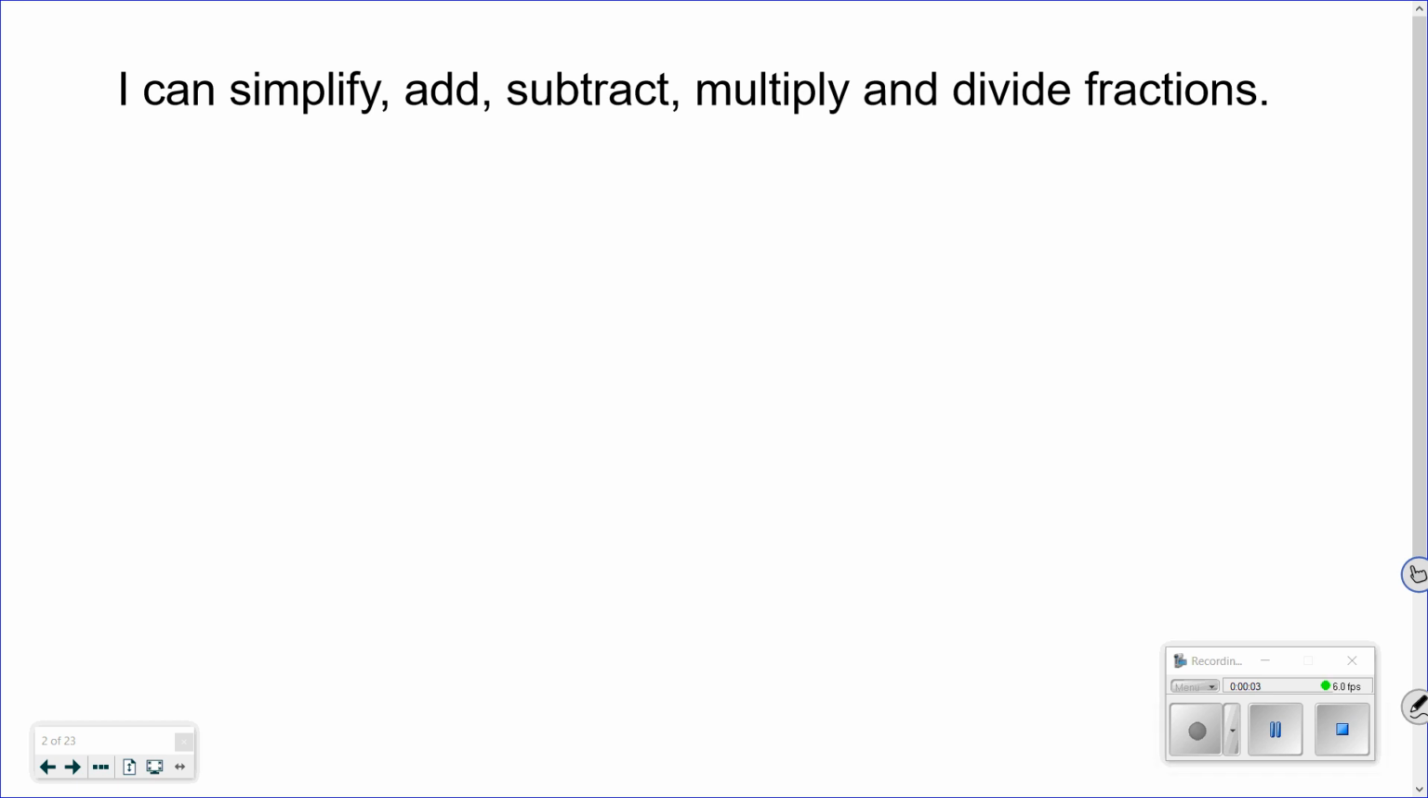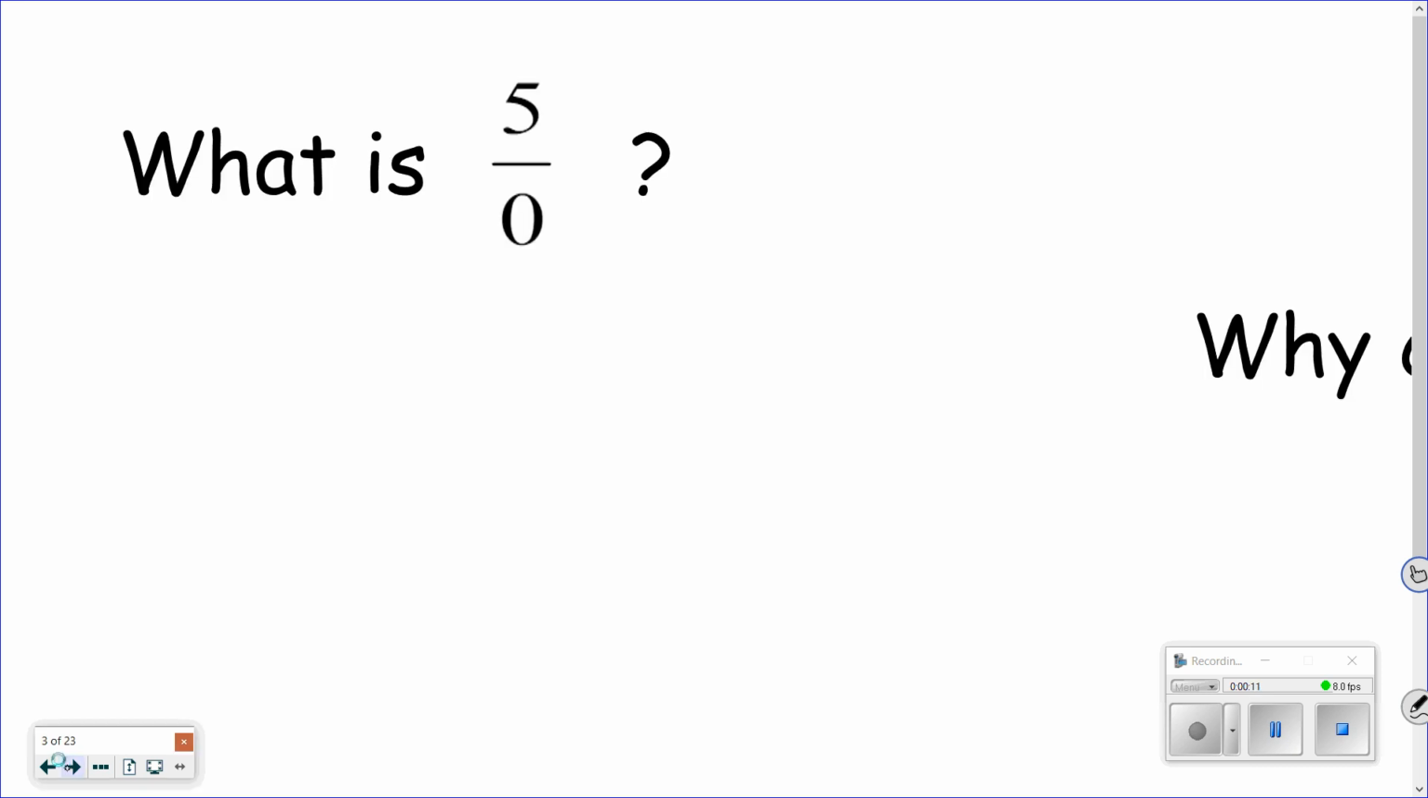Our learning goal for today is that I can simplify, add, subtract, and multiply and divide fractions. So just kind of introduce or think about what division means. If I take 4 divided by 2, that means to take 4, say these 4 dots right here that represent that. We're going to divide it into 2 groups. The question is how many is in each group? And there's 2, right? So 4 divided by 2 is 2.